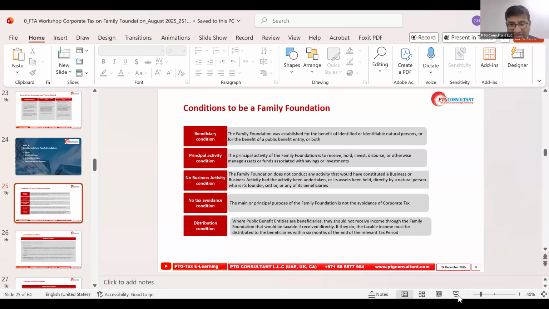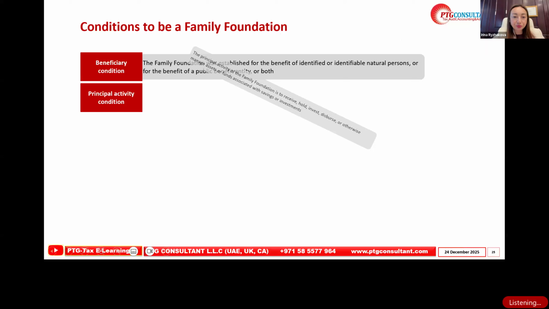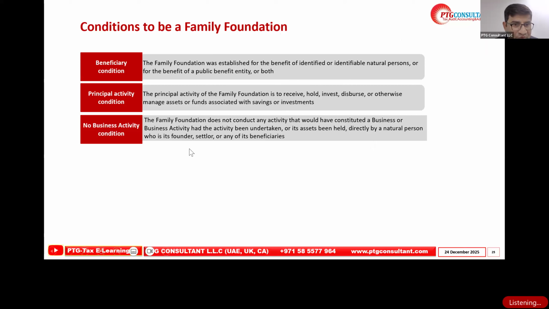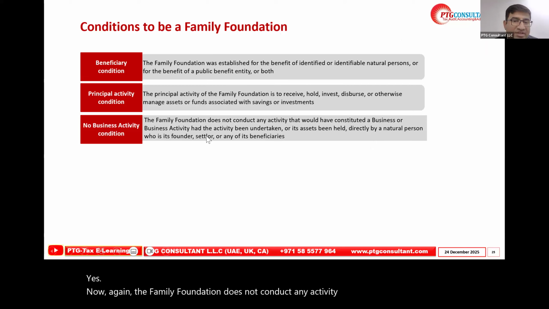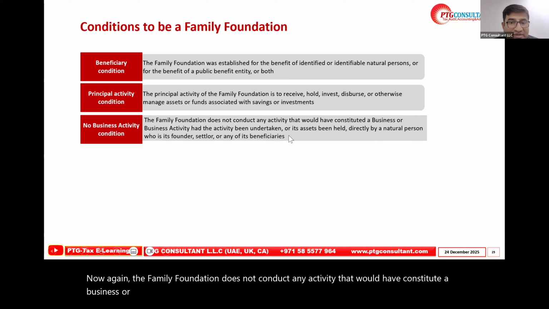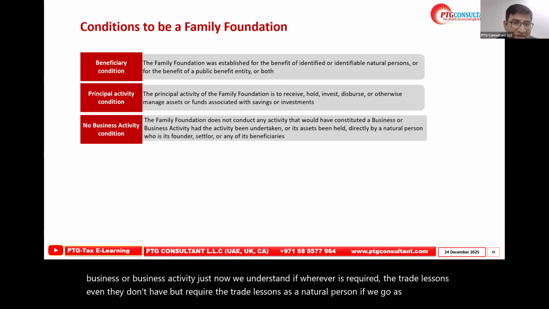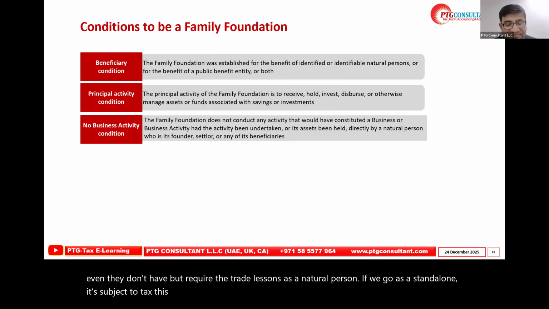Let us again understand this. It's an activity that requires a business license. Yes, if no business, it would be yes, if it would be held by an individual. Now again, the family foundation does not conduct any activity that would constitute a business or business activity. Just now we understood that wherever the trade license is required, even if they don't have it, as a natural person, if we go as a standalone, it's subject to tax. This is the brief understanding.